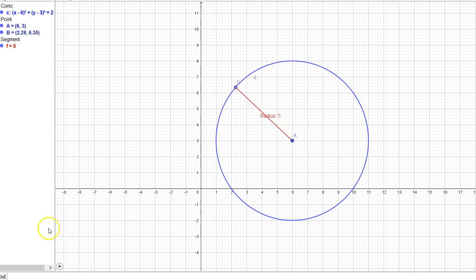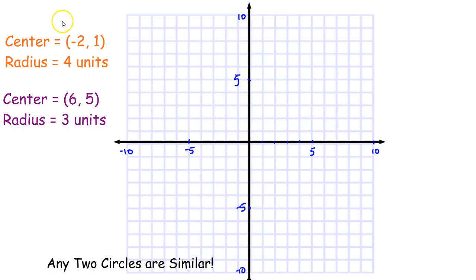Okay. Now let's continue. Now let us draw 2 circles with a different radius and different center. The first circle we are trying to draw has its center at -2, 1, and the radius is 4 units. And the second circle has a center at 6, 5, and the radius of that circle is 3 units.